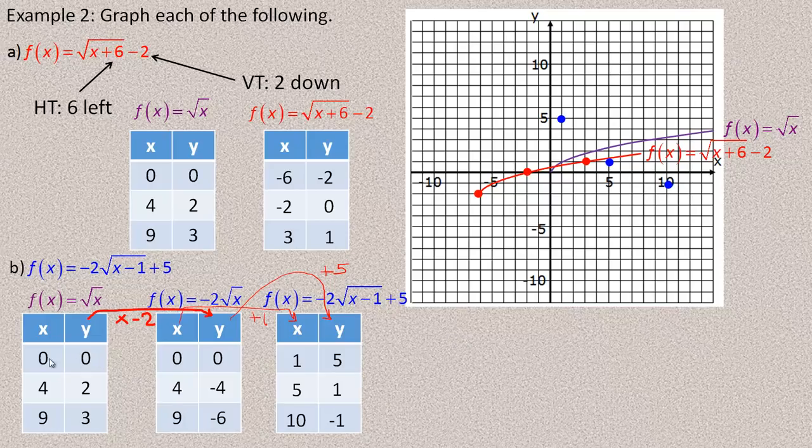Again, (0, 0) is where it started, so (1, 5) is where it starts, so the graph goes like this. It's upside down compared to these, again, because of the negative. There's a reflection in the x-axis. It's upside down. So that's what f of x equals negative 2 root x minus 1 would look like.